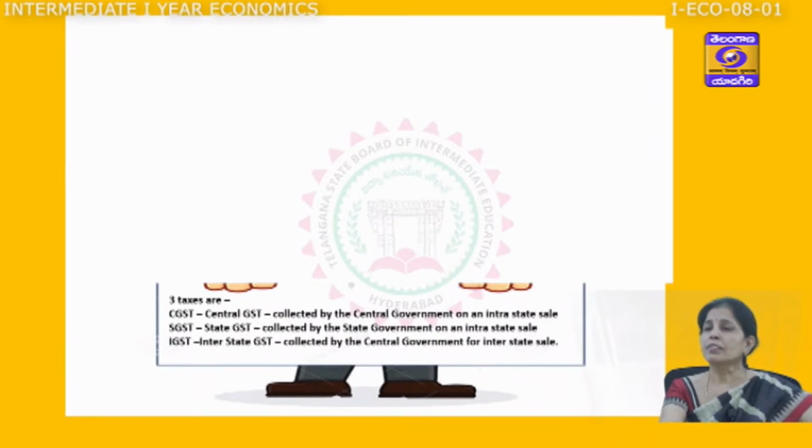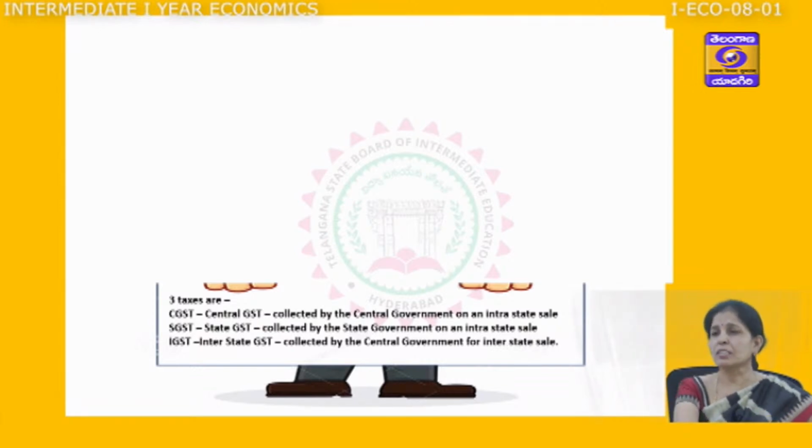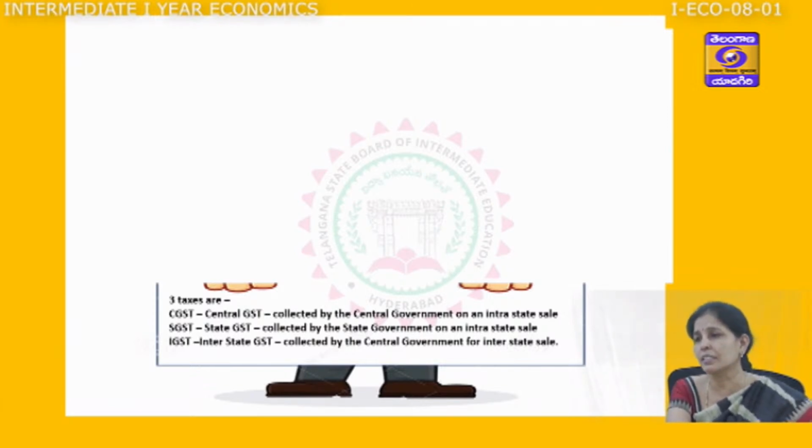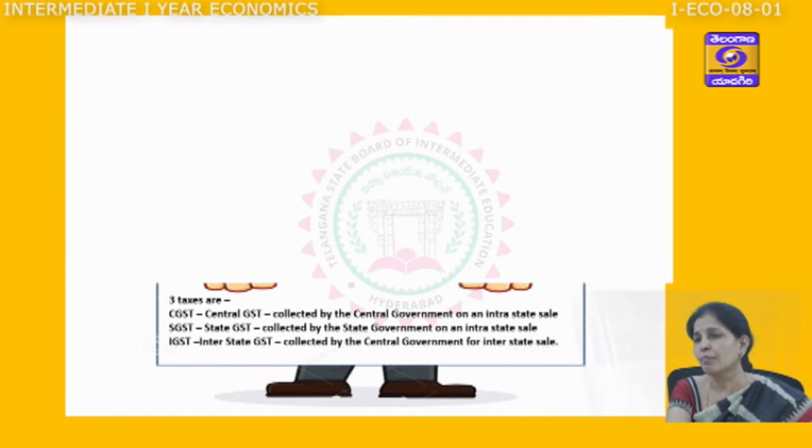What are the 3 different types of GST? We have CGST, that is Central Goods and Services Tax, SGST, State Goods and Services Tax, and IGST, Integrated Goods and Services Tax. CGST is collected by the central government on an intra-state sale. SGST is collected by the state government on an intra-state sale. IGST is collected by the central government for an interstate sale.